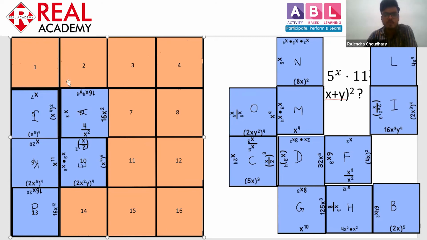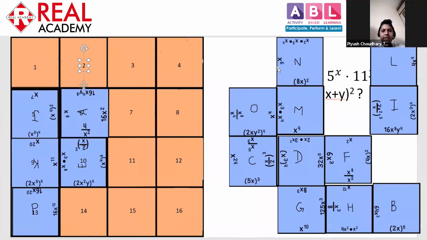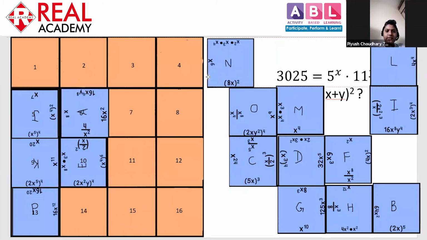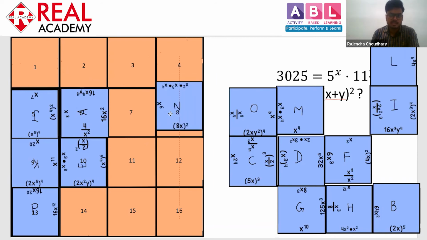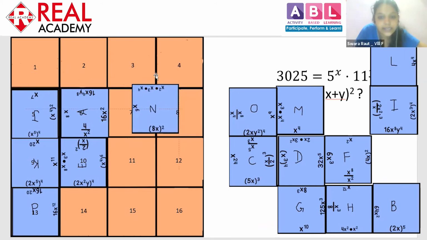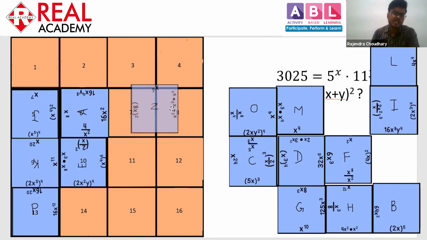We just have 4 minutes. N on 7. So, can I give answer? One second. First, let me arrange N on 7. Then we'll ask Piyush. 7 pe kaha pe? Rotate it. 16, we have to rotate it. 8x square. Yes. No. Yes, 8 square is 64.